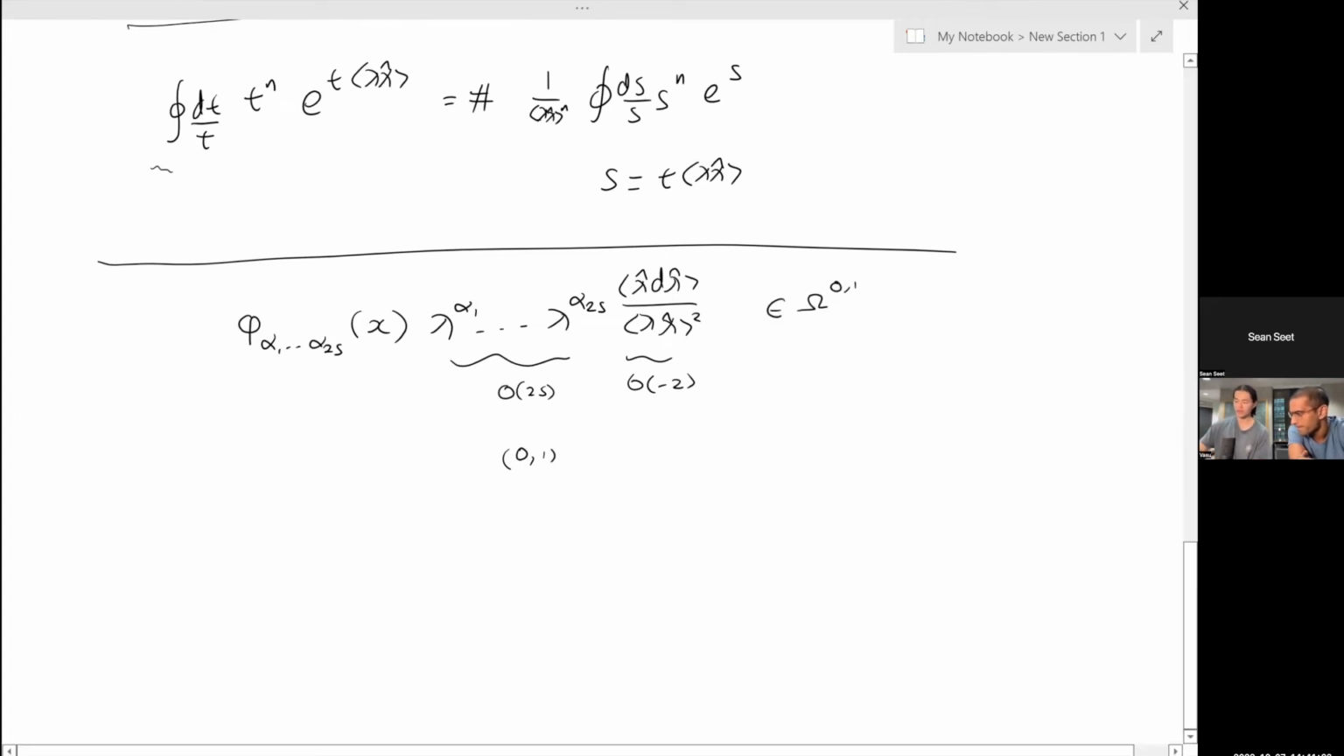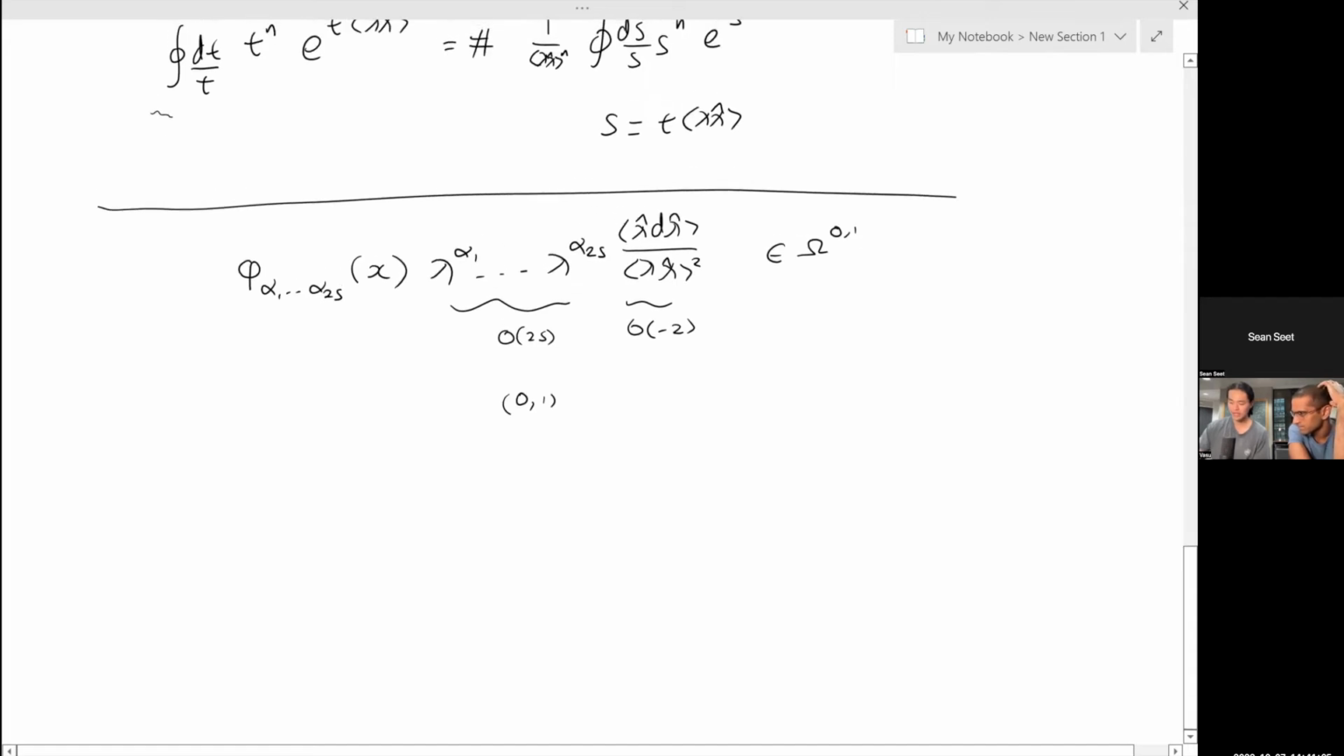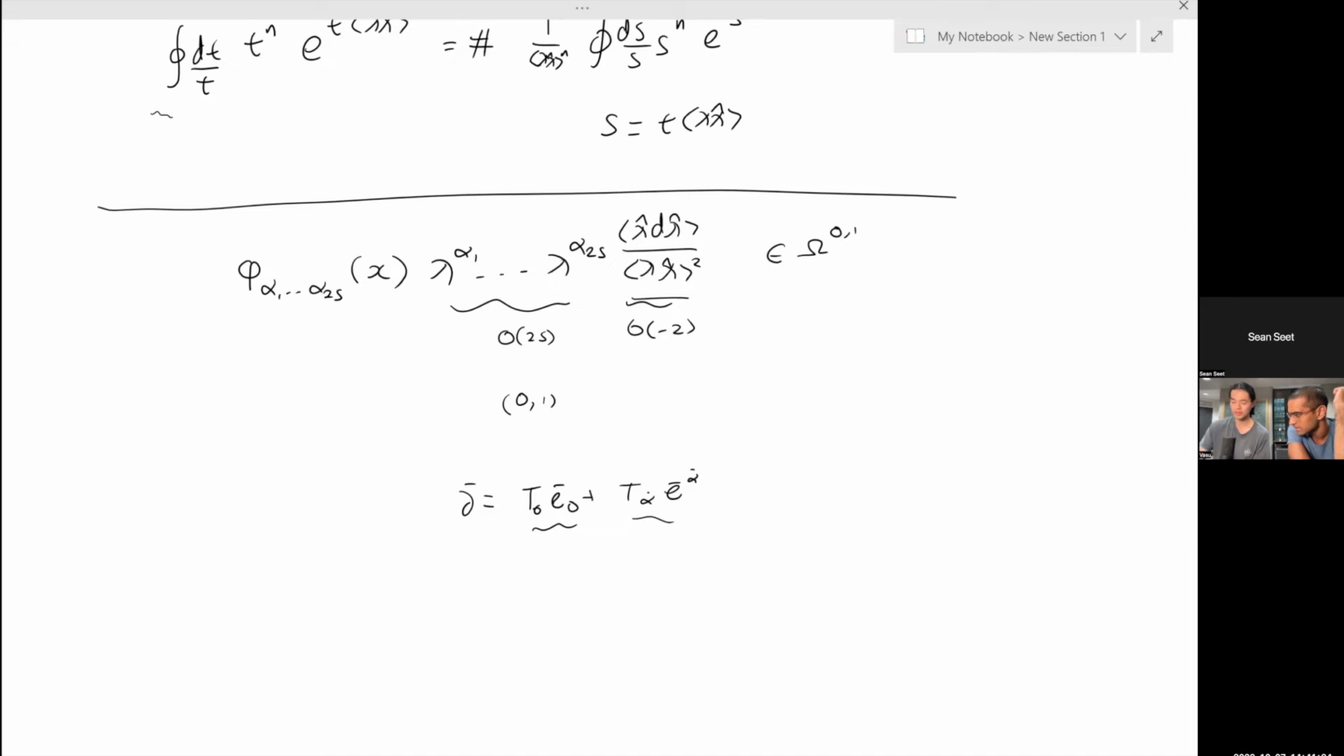Okay. Yep. And then if I want to make it d bar closed, I'm going to have to add a piece to it, because if I hit it with d bar now, d bar equals t e bar 0 plus t alpha dot e bar alpha dot. So this piece won't do anything, because it'll wedge to 0 against this. This piece will do something, so I have to add something else to it. So let me just remove this stuff.